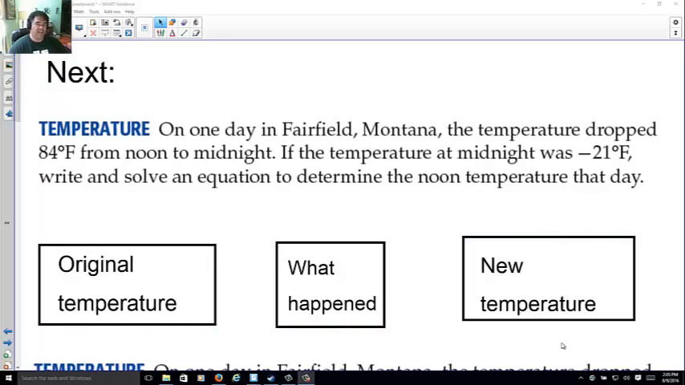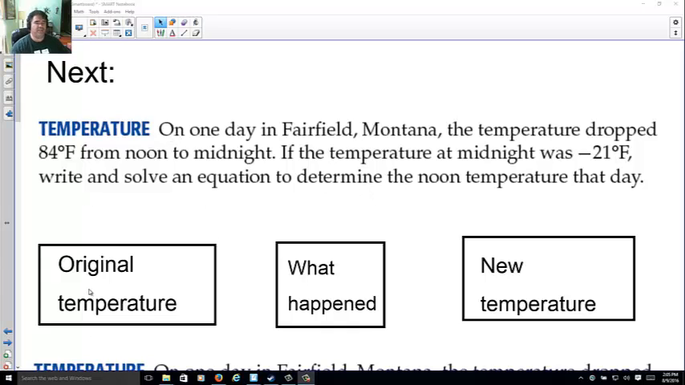Okay. Now, if you remember, we were trying to set up a story problem here. Now, I know you're like, story problem, but no, it's not that bad. If you remember, we'll go back to what we're doing. On one day in Fairfield, Montana, the temperature dropped 84 degrees Fahrenheit from noon to midnight. In other words, from noon to midnight, it dropped 84 degrees. Now, if the temperature at midnight was negative 21, what was the temperature at noon?